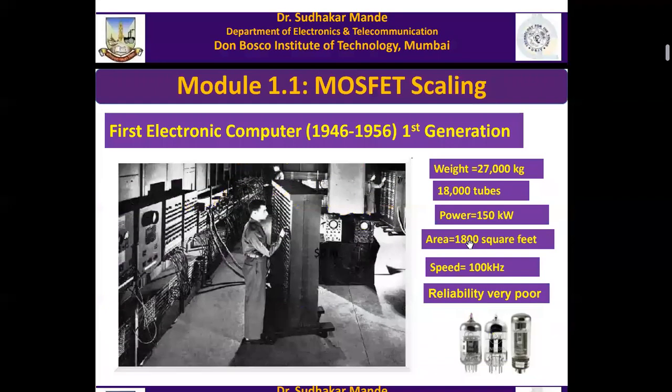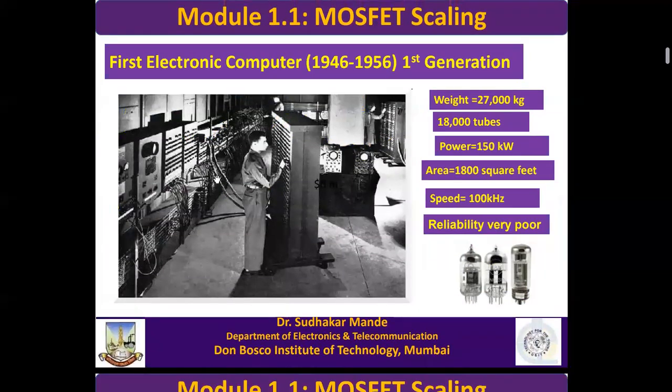So if you remember, what I'm showing here was the first computer. This computer was called ENIAC, the first electronic computer, which was built between 1946 and 1956. We call this the first generation computer, and it was made with the help of vacuum tubes. So whatever you see here, these are basically vacuum tubes.